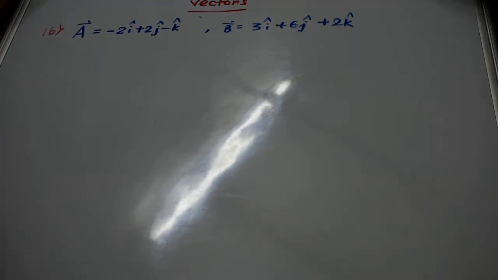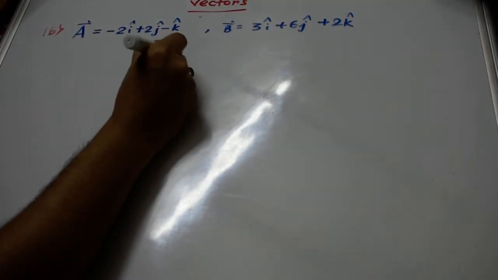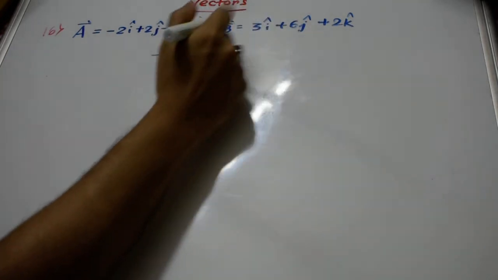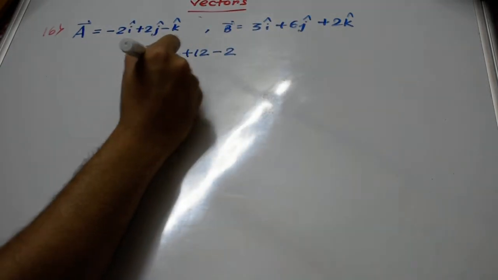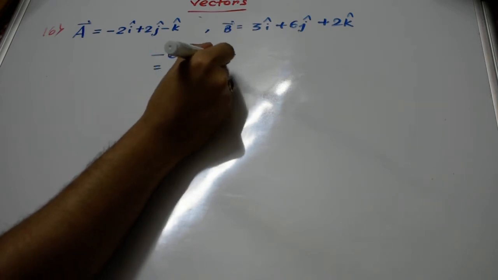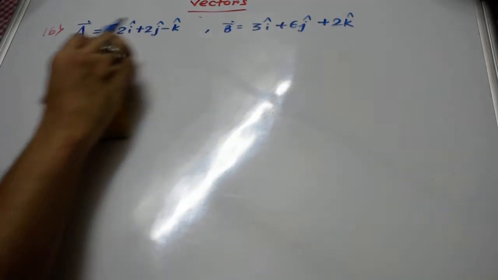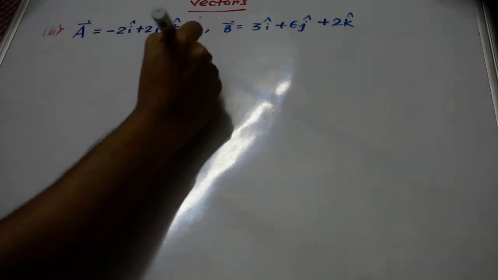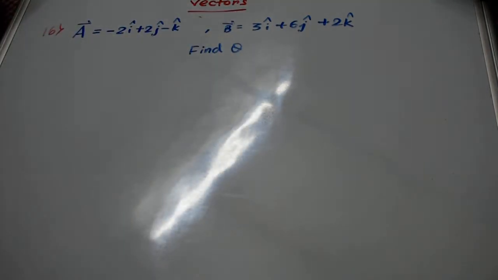Now just by your intuition, if you do a rough calculation, minus 2 into 3 is minus 6. This is in your head. 2 into 6 is 12 and minus 1 into plus 2 is minus 2. So that makes it minus 8 plus 12, so that's 4. So not equal to 0. So obviously these two vectors are not perpendicular to each other. Why did I check this? Because the question says find theta, the angle between the two vectors.